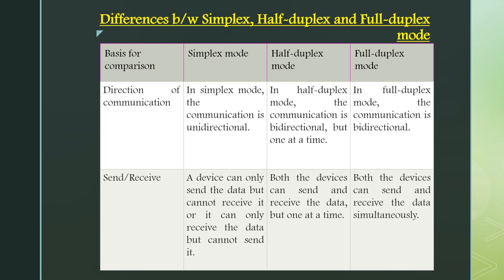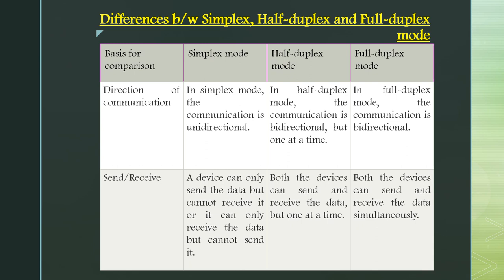Difference between simplex, half duplex, and full duplex mode. Basis for comparison: direction of communication. In simplex mode, the communication is unidirectional. In half duplex, the communication is bidirectional but one at a time. And in full duplex mode, the communication is bidirectional. Send and receive: in simplex, a device can only send the data but cannot receive it, or it can only receive the data but cannot send it.